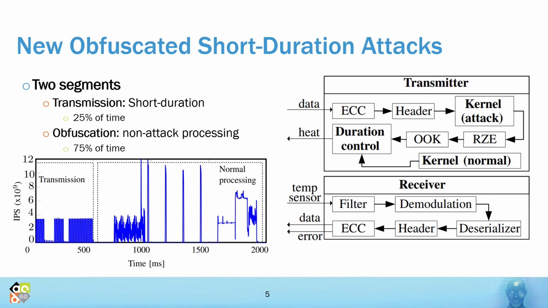After the transmission duration has expired, the duration control switches to the normal processing kernel for the remaining duration. On the receiver side, the application filters, demodulates, and deserializes the data.